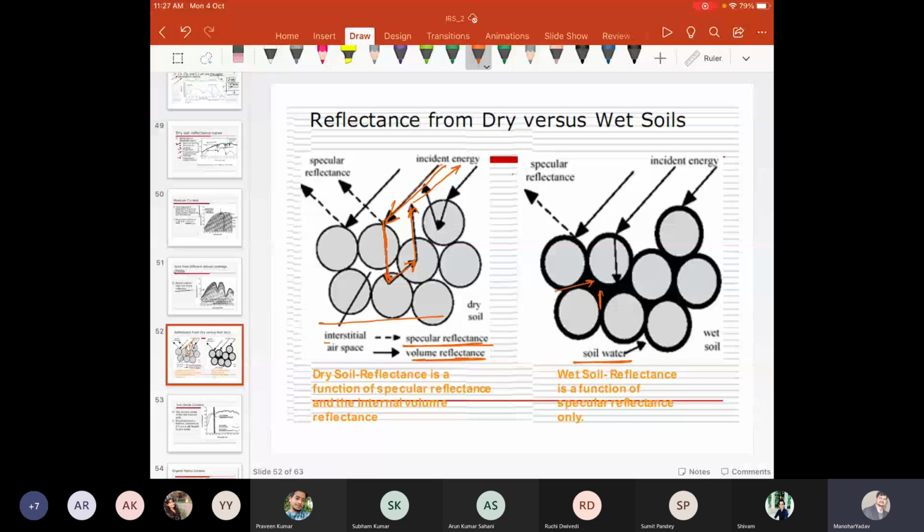Now, for the organic matter, when we consider mineral soils, as the organic matter content increases, soil reflectance decreases. Further, when we see the particle size distribution, the larger diameter particle size exhibits pronounced interstitial voids.